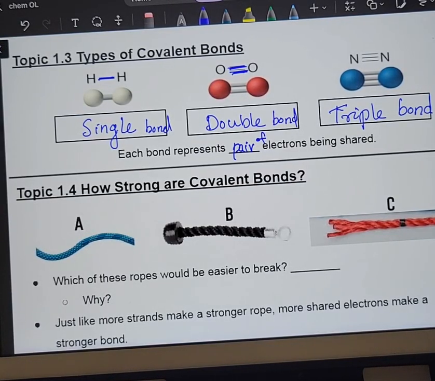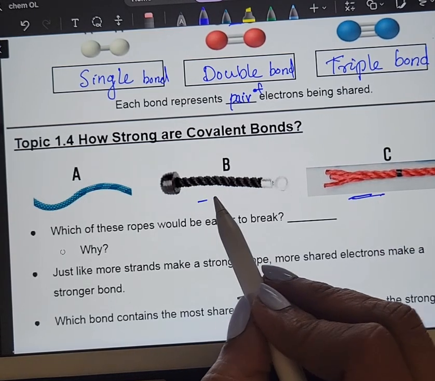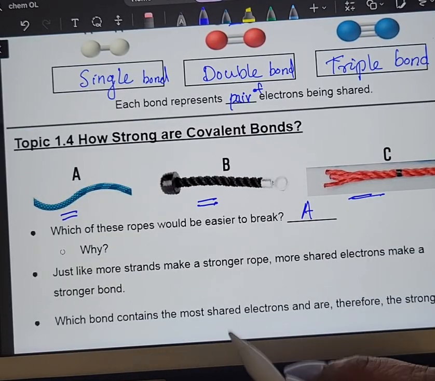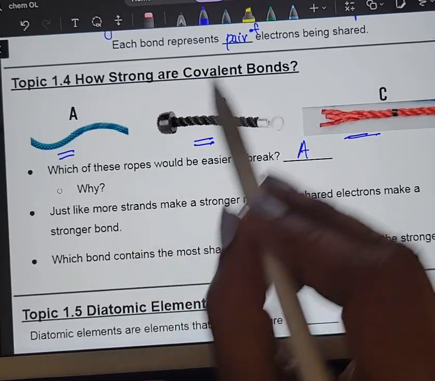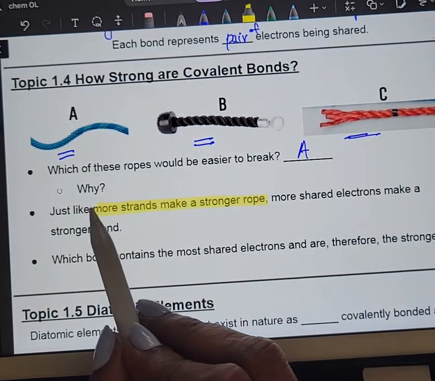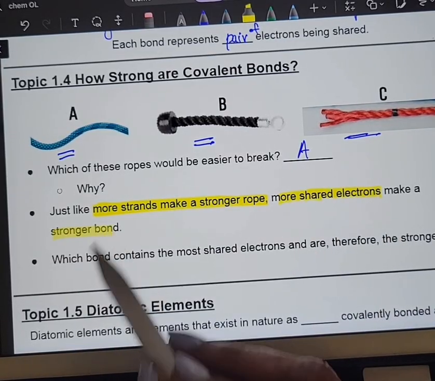Which will be the strongest bond? You can see this is a triple, this is double, this is single. Using the rope example, which will be easy to break? The single will be easy to break because there is only one layer. If there are more strands, it will make a stronger rope. The same thing, more shared pairs of electrons will make a stronger bond.